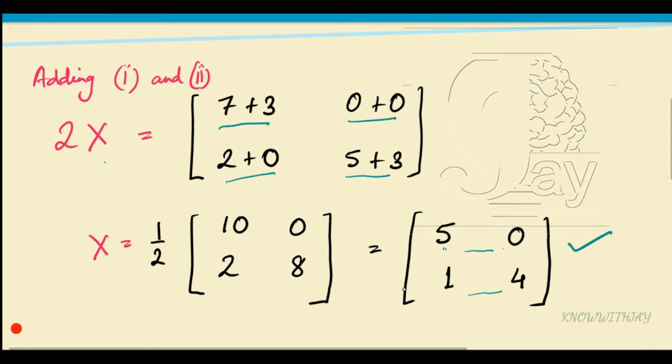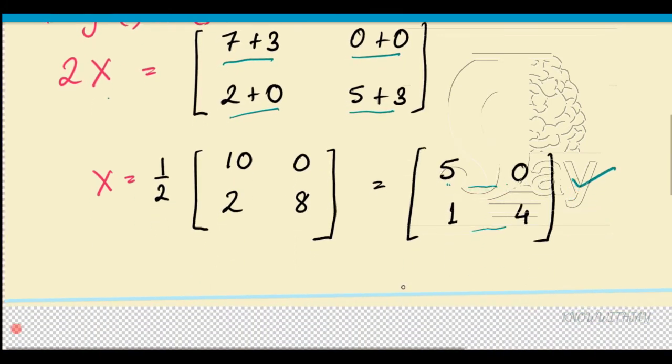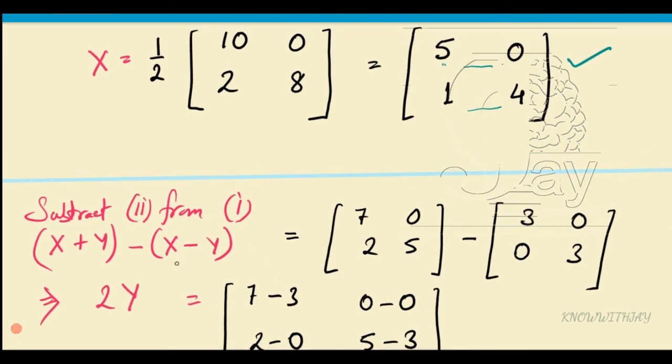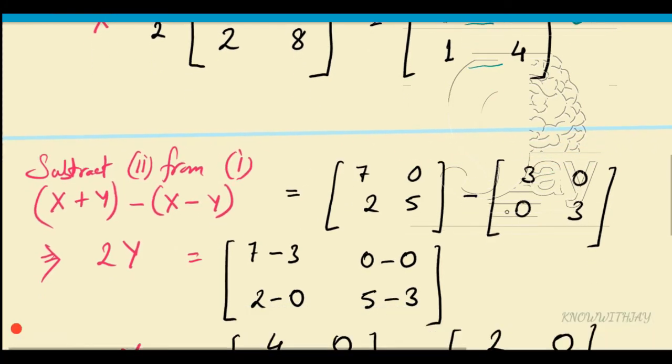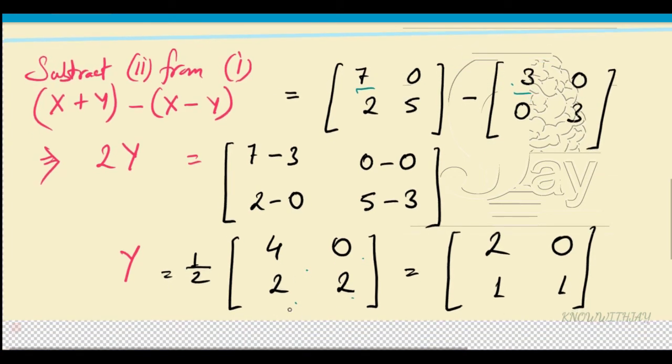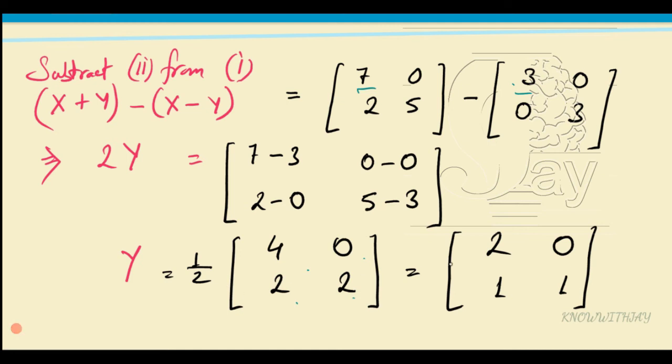Now, for doing the same thing again, how do we find y? We have to subtract the second matrix from the first. So subtracting the second one from the first matrix, we get x plus y minus x minus y, we get 2y. So when we subtract, we get 7 minus 3. Like that we write all the elements, and we get 2y equals 4, 0, 2, 2. So what is y? Divide all the elements by 2. We get the matrix y as 2, 0, 1, 1. So that's the matrix y.